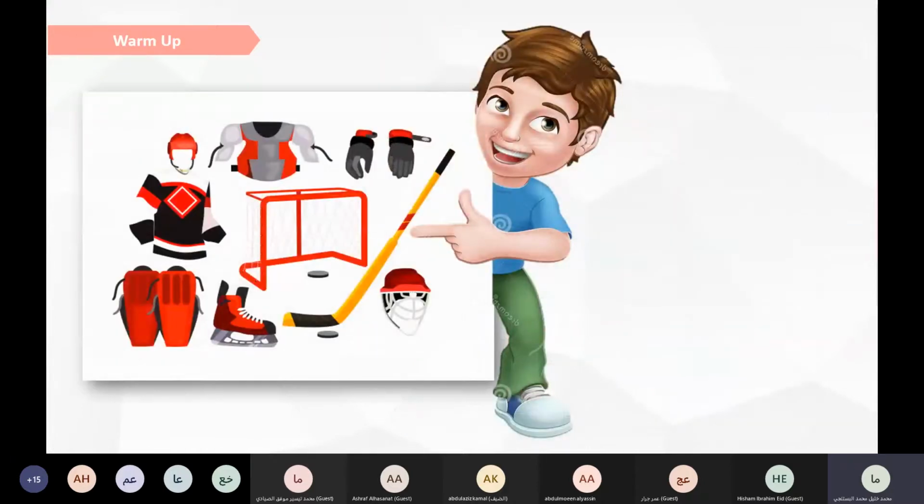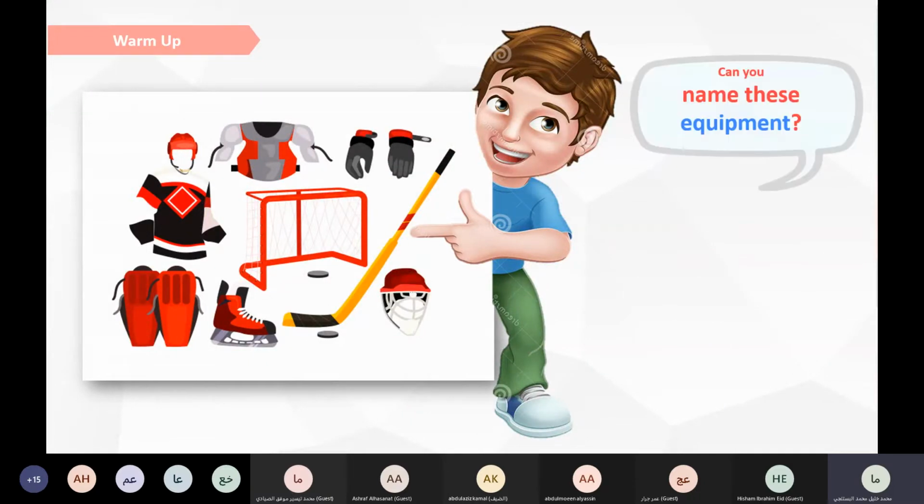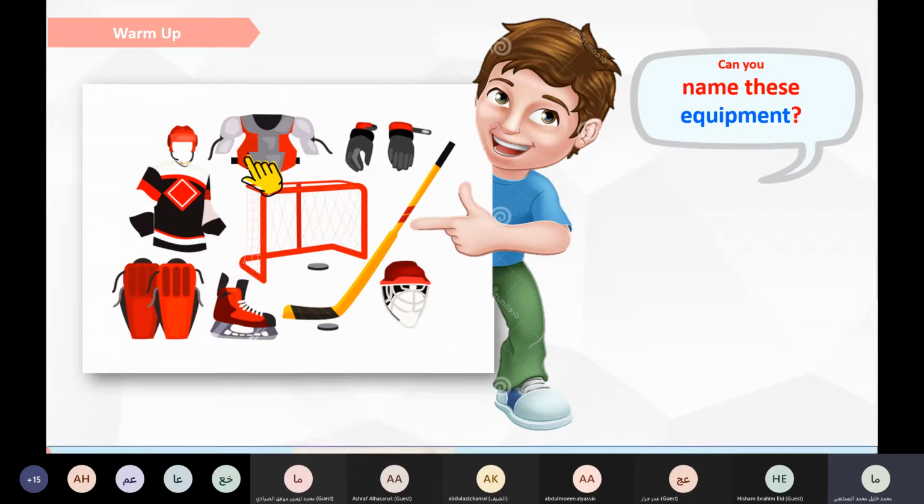Also here we have the equipment that we need for playing this sport. Can you name this equipment? Look here. I think this is the gloves, the net, and the helmet. Here we have the stick, long stick. I think it is the puck, the padding, etc. So these are the questions that we are going to discuss together.